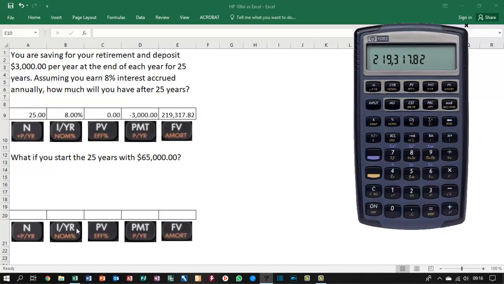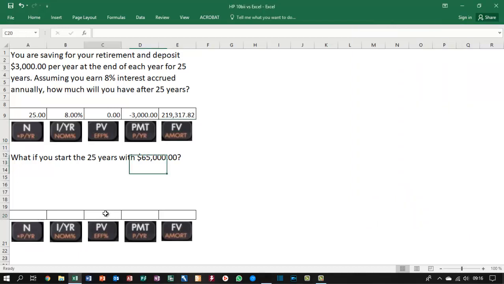What if you start the 25 years with 65,000? In other words, the present value would be $65,000. Remember, you would be paying the 65,000 out. You would still be paying the 3,000. You would still have an interest rate of 8%, and it would still be over 25 years. What would the future value be?